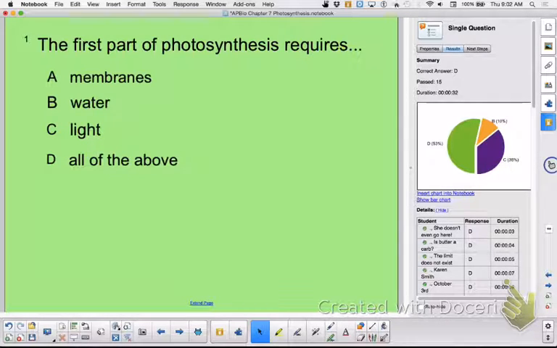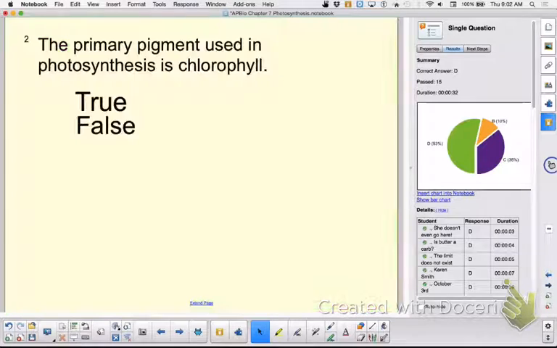Tell your neighbor, did you get it right? Which one did you forget about? Go ahead. I wasn't sure, but I knew it was thinking water and light.